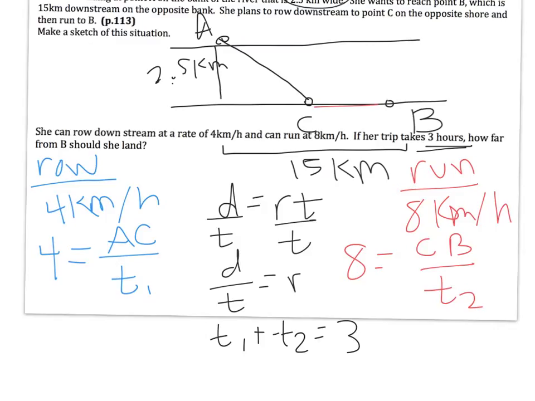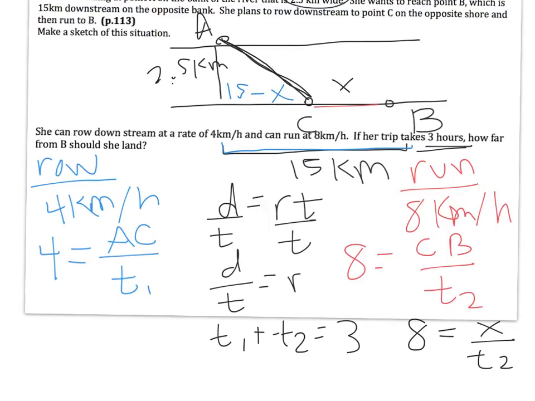So this right here, what I drew in red, we can just call this X. So we can now replace our CB here with X. So we have 8 equals X over time 2. All right, so now we have distance in terms of X here. Well, on our rowing rate, we can find the distance AC with respect to X. From this information, we know that this distance downstream is 15 kilometers, and the distance from C to B is X, so this right here is 15 minus X.